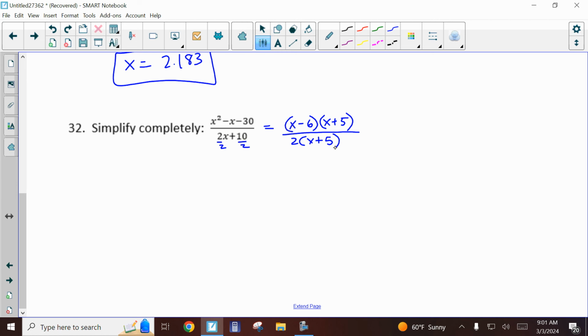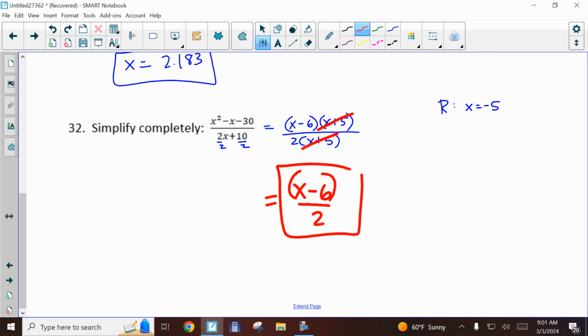And then our restrictions are going to be -5 only. We don't care about the 2 because the 2 doesn't have an x on it. All we care about are the x's. And then we're going to take our red pen and cross out the matchings. The matching parentheses are x plus 5. So our final answer is going to be x minus 6 all over 2. And you can leave that in parentheses.